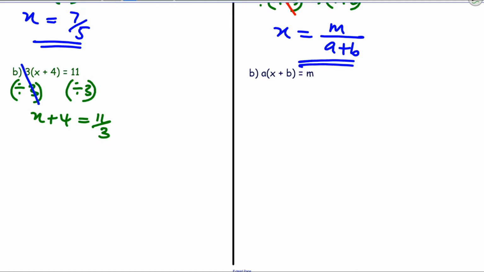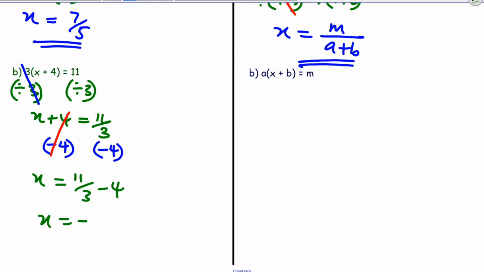And then the next step will be getting rid of the 4, because the opposite of adding 4 is subtracting 4. So subtract 4 from each side. So what you shall end up with is x is equal to 11 over 3 minus 4. Why? Because 4 minus 4 is 0. So x will be equal to (11 minus 12) over 3, which will be equal to negative a third.